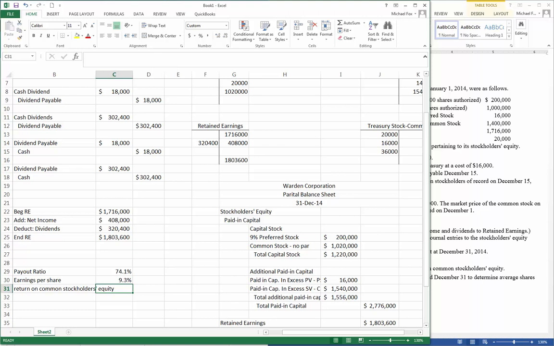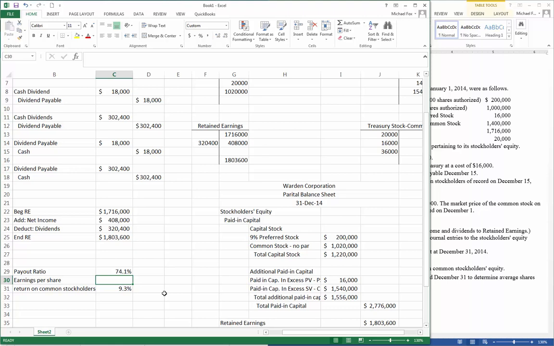Finally, the return on common, oh no, that was the return. Did I skip one? I did. I probably just confused the heck out of you. So that was the return on common stockholders' equity. I apologize. Hopefully I didn't mess you up too badly. I was just skipping ahead. So earnings per share, we do the same thing on the top.